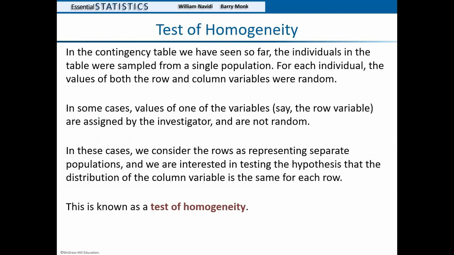There's another term for this thing, but it's kind of the same thing. It's called a test of homogeneity. It is the very same thing, but you will see how this one makes a little more sense in these terms. In the contingency tables we have seen so far, the individuals in the table were sampled from a single population. For each individual, the values of both the row and column variables were random. Same population sampled.